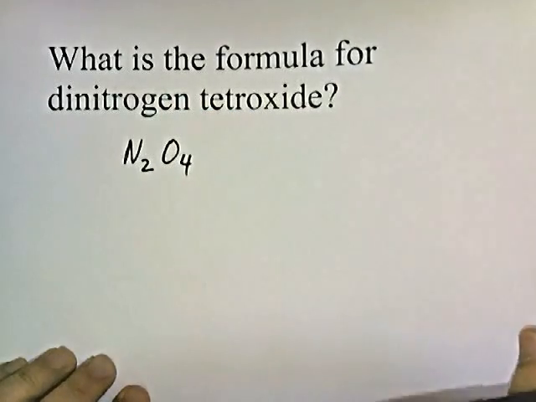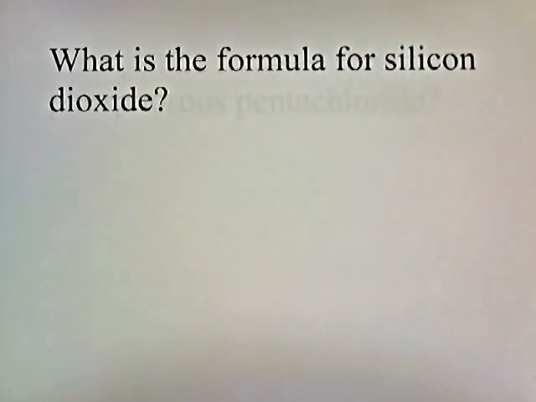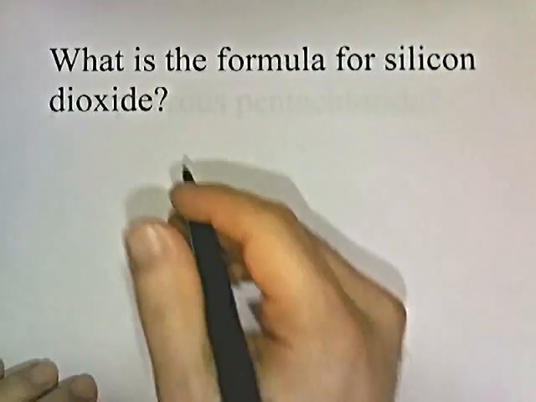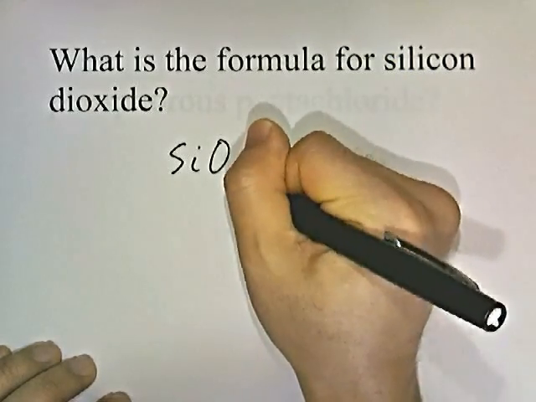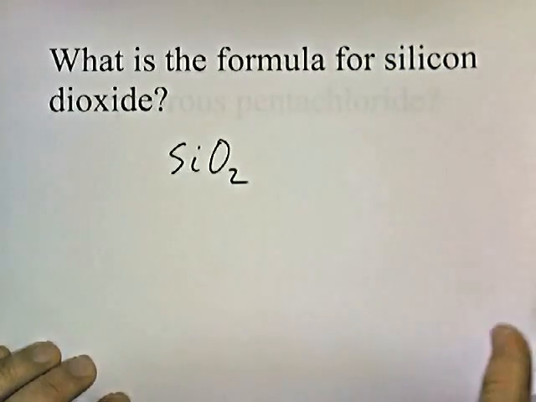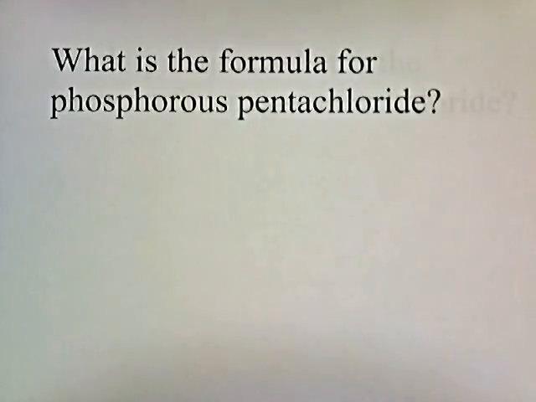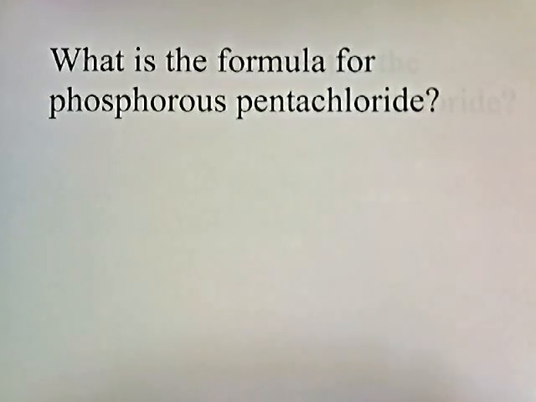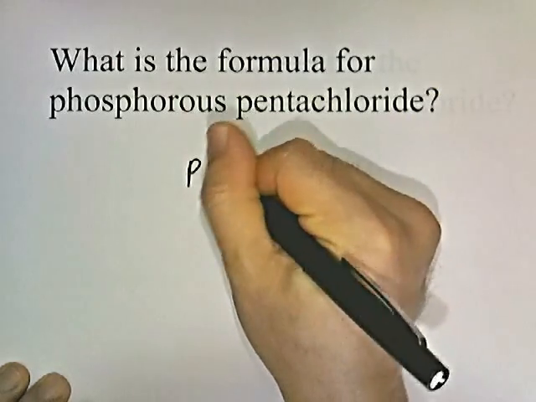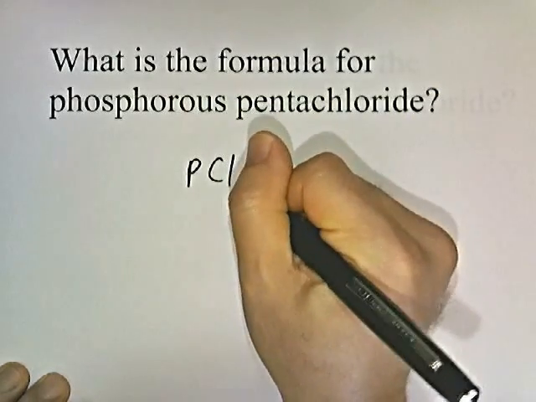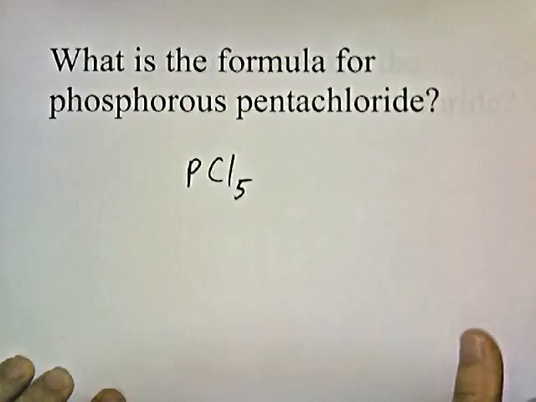Alright. What is the formula for silicon dioxide? Silicon, 1 silicon, dioxide, 2 oxygens. What is the formula for phosphorus pentachloride? Phosphorus is P, chloride is chlorine, penta means 5, PCl5.